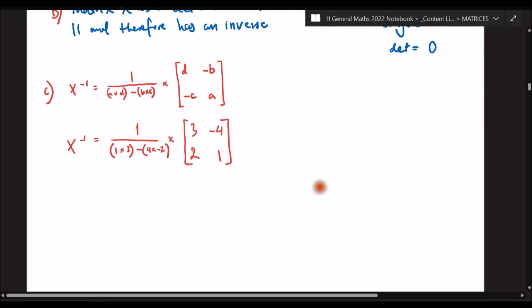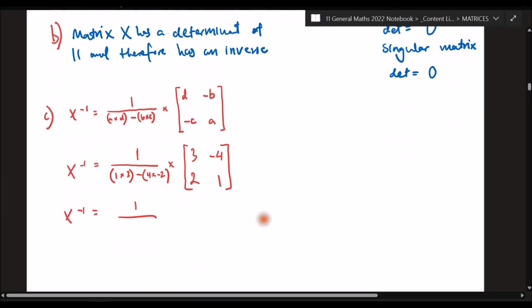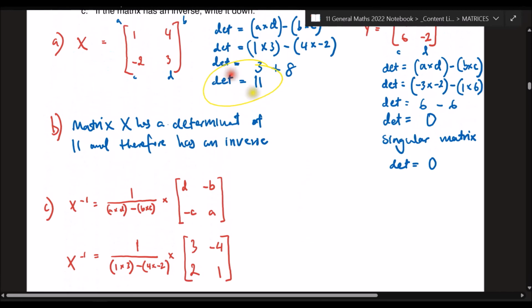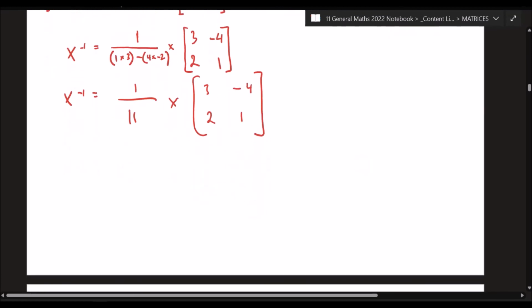Okay, so let's evaluate this. 1 over, and remember the determinant, this guy down here was the determinant. We found that the determinant was 11, so it's going to be 1 over 11 multiplied by 3, negative 4, 2, 1. And we just multiply all that, kind of like what we did with the scalar multiplication. So that'll be 3 over 11, negative 4 over 11, 2 over 11, and 1 over 11.